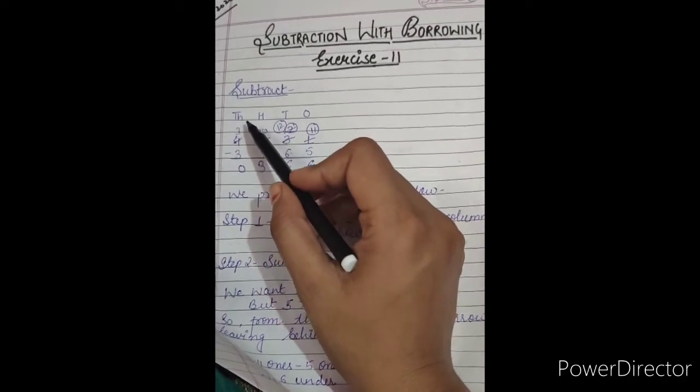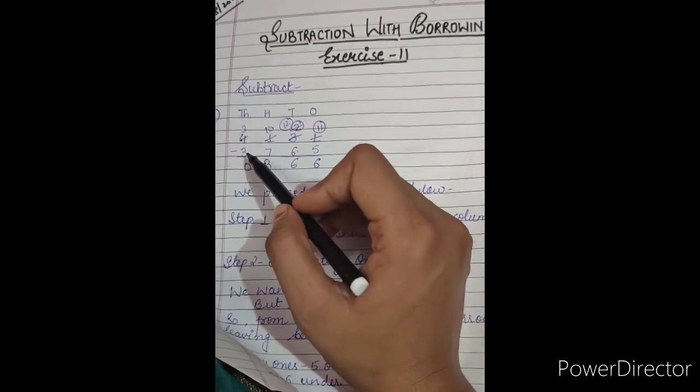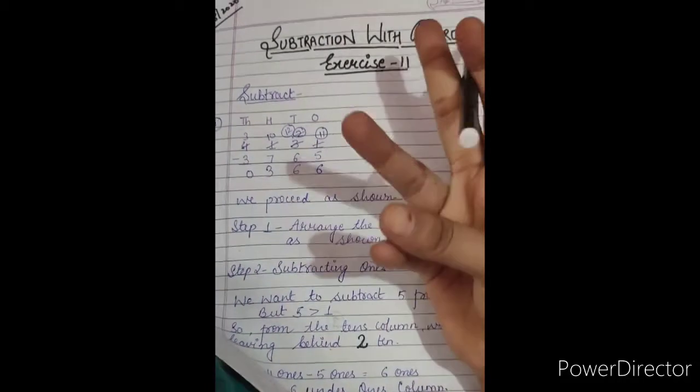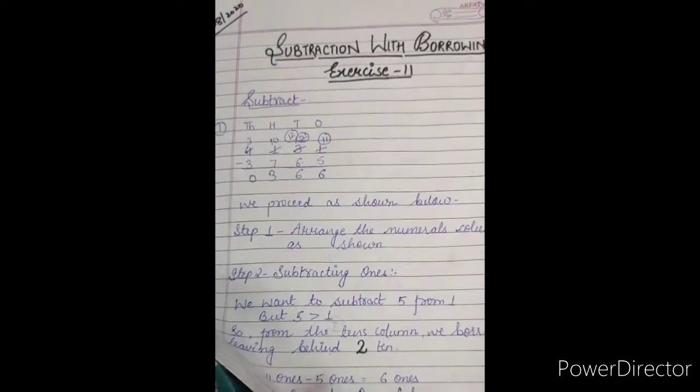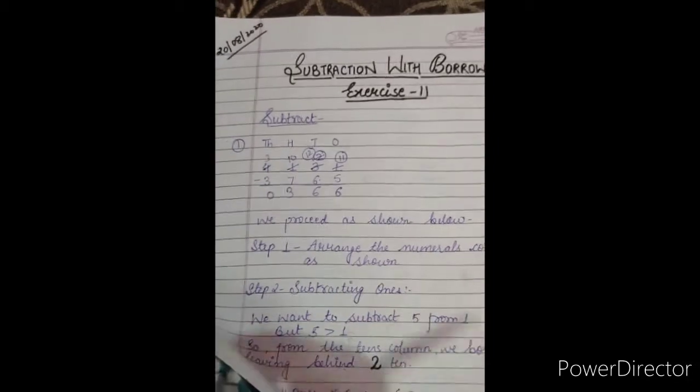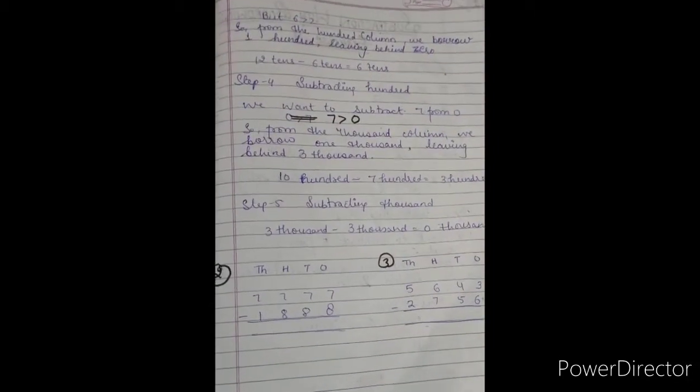Now subtracting thousands, we want to subtract 3 from 3. 3 minus 3 is 0. So here we write 0 under the 1000 column. Now question number 2.